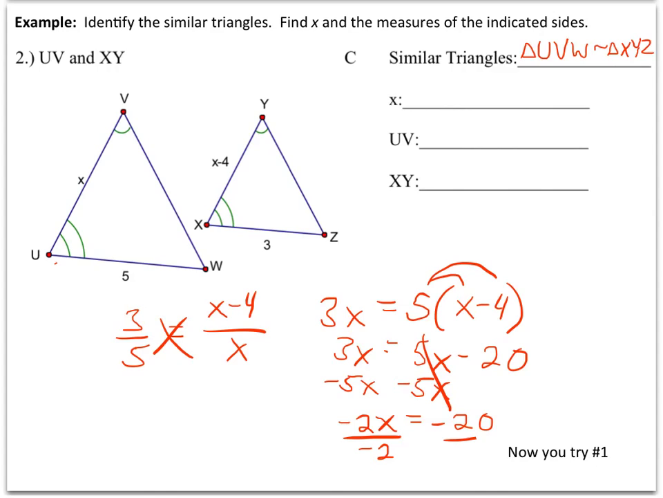Solving for x, I can divide both sides by negative 2, and I get that x is equal to 10. X is 10, which means that UV is the value of x, which is 10, and XY is 10 minus 4, which is equal to 6.